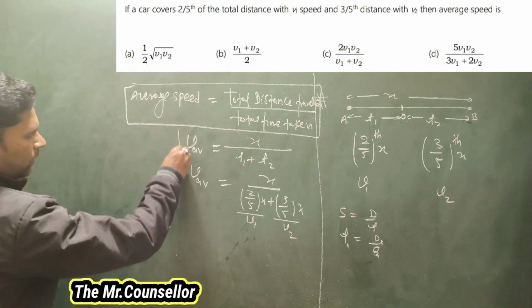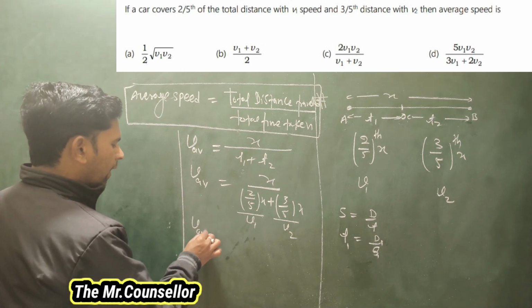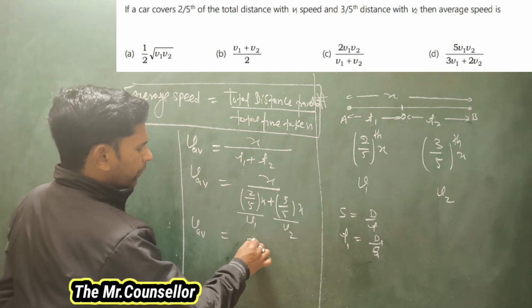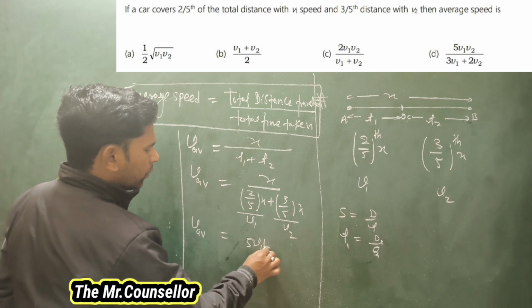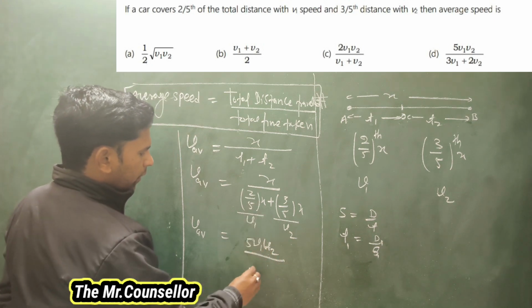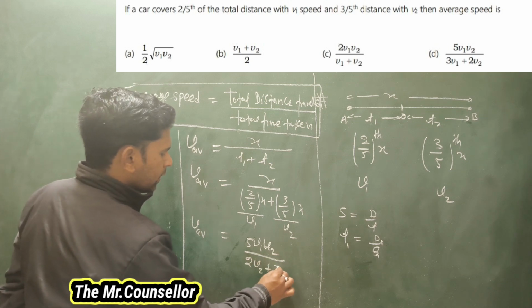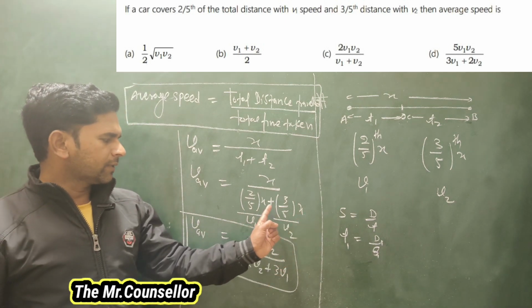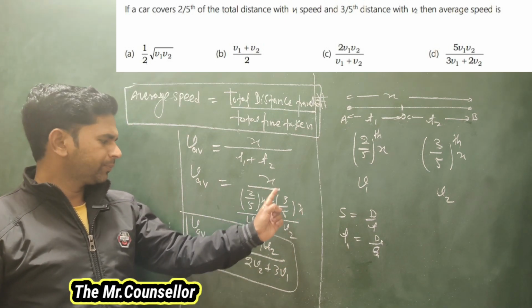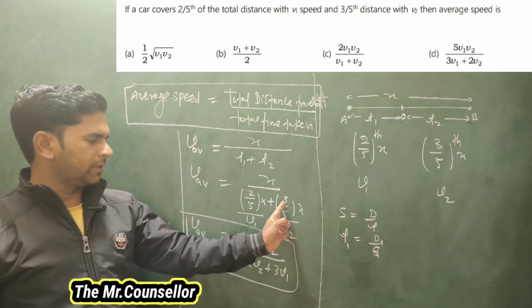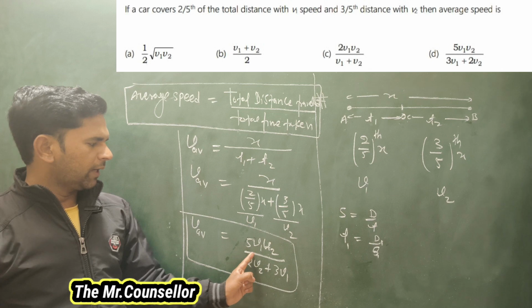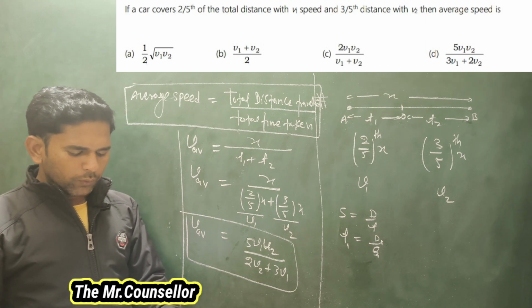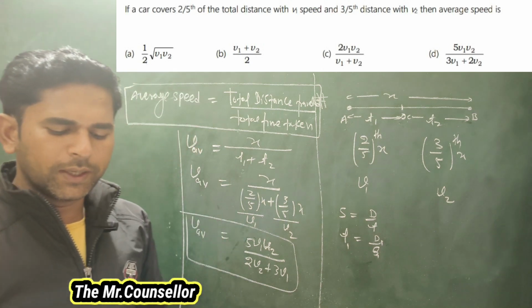Now you can make some arrangement and simplify. So V average is equal to, when you simplify, you will get 5 V1 into V2 divided by 2 V2 plus 3 V1. You can simplify: x you take common, x will cancel, V2 multiplies this side, V1 multiplies this side, and this one will multiply here. Then you will get 5 V1 V2 divided by 2 V2 plus 3 V1. So which option is correct? You can see option D is matching.